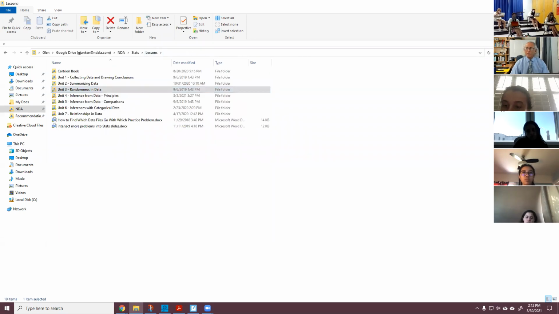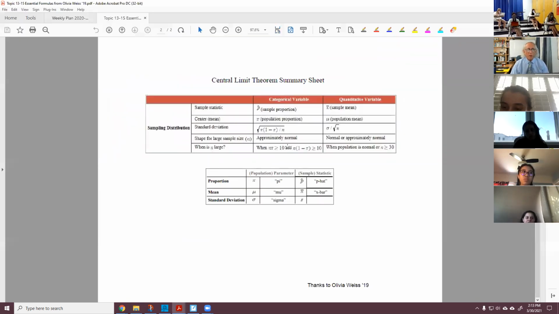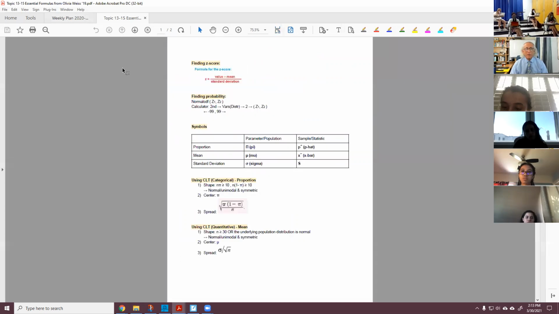Lessons. Okay, Olivia. Topic 13, 15, formulas from Olivia Weiss. I sent this out. You guys should have this, okay? This is giving you every single formula you're going to need to do all these central limit problems. And what it says here, if I'm using the central limit theorem, CLT, for categorical variables, I have to have n times pi greater than or equal to 10, n times 1 minus pi greater than or equal to 10.